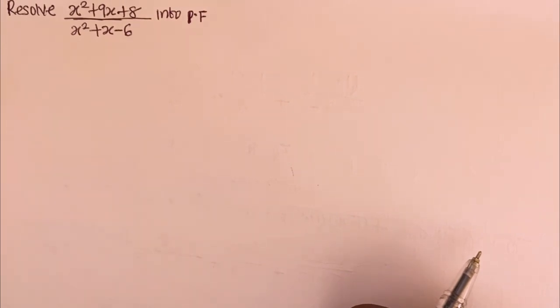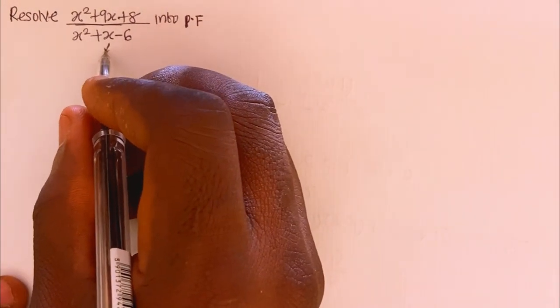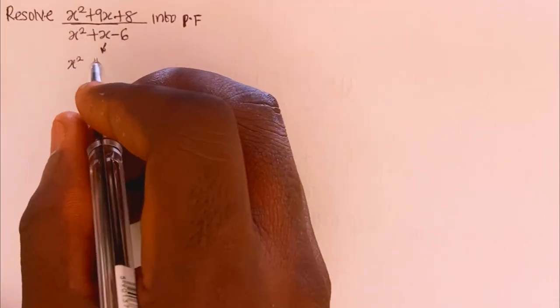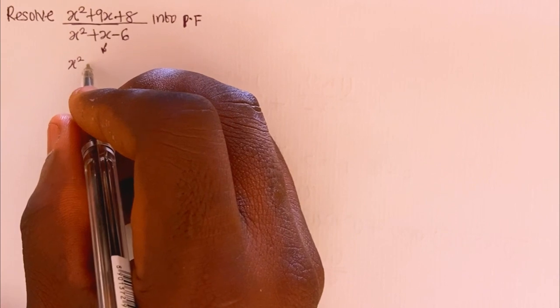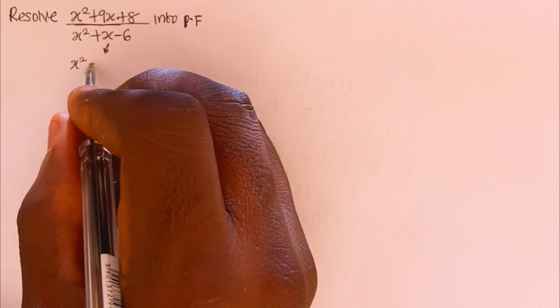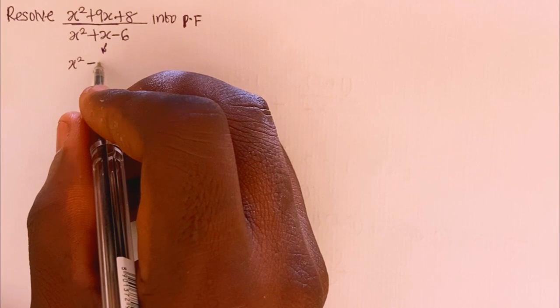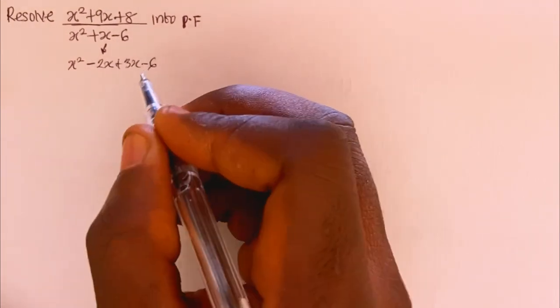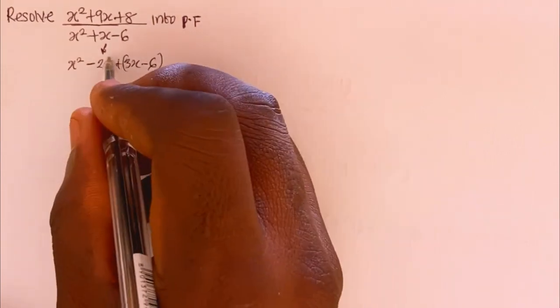I have x squared plus 9x plus 8 divided by x squared plus x minus 6. In this case, I can actually use two methods to solve this question. Let's see if you can factorize this. Let me go ahead and factorize that. This is x squared, then minus 2x, then plus 3x minus 6. Let's see if we can factorize it.